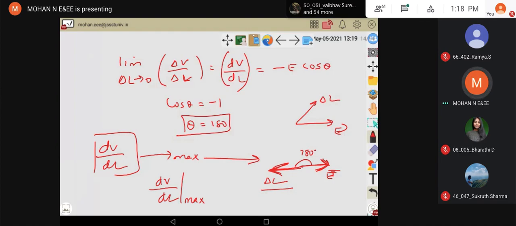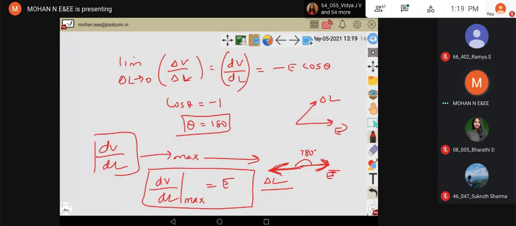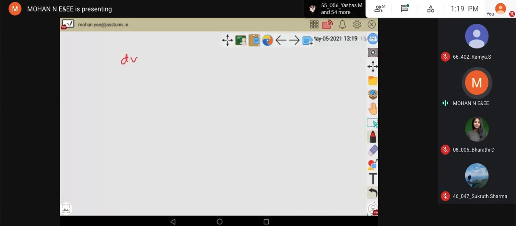So when the distance delta L must be in the direction opposite to E, and the maximum value will be equal to what? E, that is the magnitude of the field intensity. Okay. So what you can conclude from this discussion is that dV by dl maximum value is equal to E.